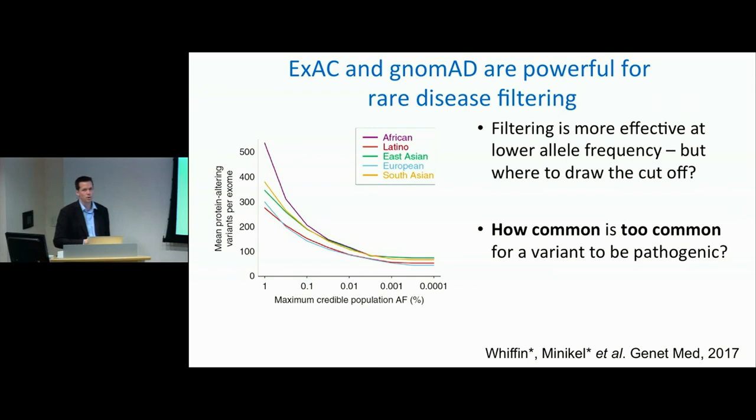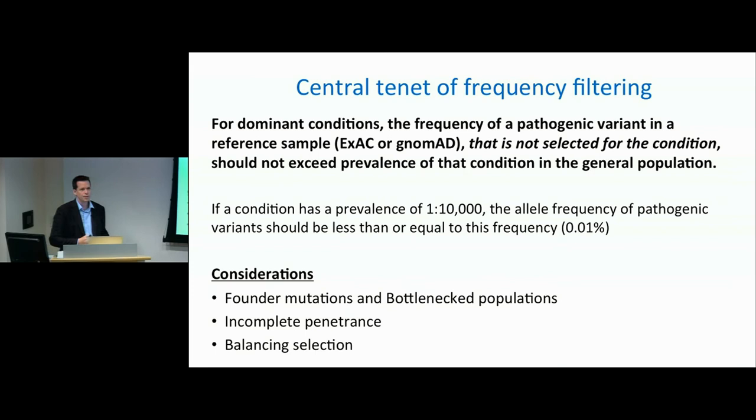And this varies depending on a whole bunch of different things, and we basically tried to wrap this up together into a single model. So the fundamental assumption underlying all of our analyses here is that, certainly for dominant conditions and in a more complex way for recessive conditions, the frequency of a pathogenic variant in a reference sample, that is ExAC or gnomAD, critically, so long as that sample is not selected on the basis of that condition or on the basis of a condition that is associated with your disease, should not exceed the prevalence of the condition in the general population. And so that means that if a condition, for instance, has a prevalence of 1 in 10,000, then if your variant is dominant, the allele frequency of it cannot be greater than that particular frequency, otherwise your variant would be more common in the population. So that's, I think, pretty self-explanatory.